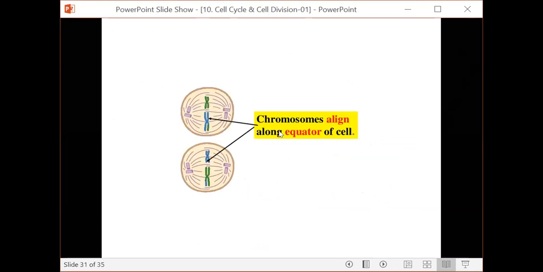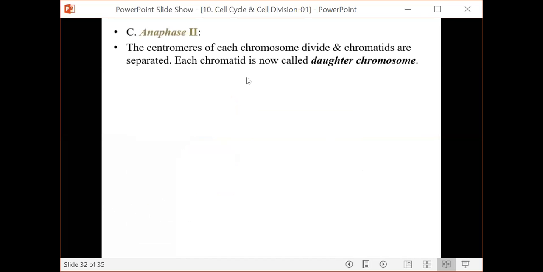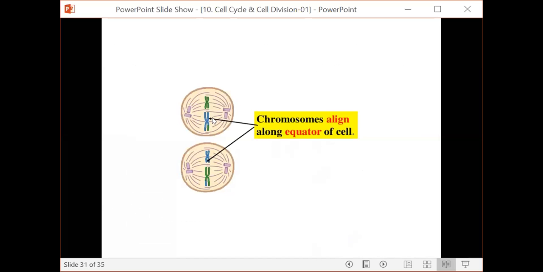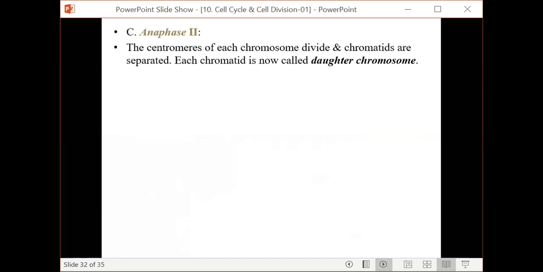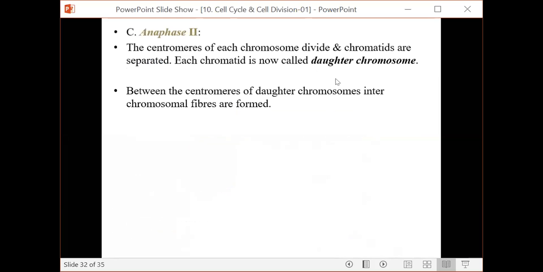Chromosomes align along the equator of the cell. They're aligning in metaphase 2. So you got the imagery part, along the equator, the way I have drawn is showing that. Then anaphase 2. What was happening in anaphase of mitosis? Chromosomes are separating. The chromatids now will separate. The chromatid is now called a daughter chromosome. Sister chromatids are separated from each other. The centromere, where the attachment is, will break apart.